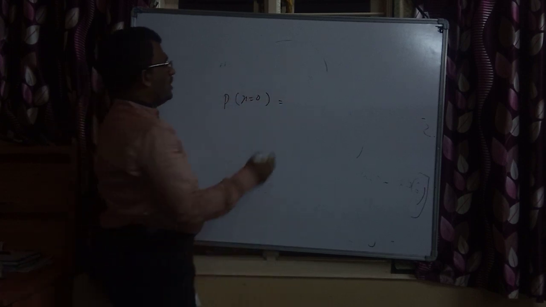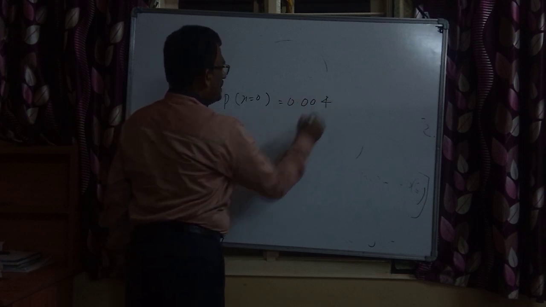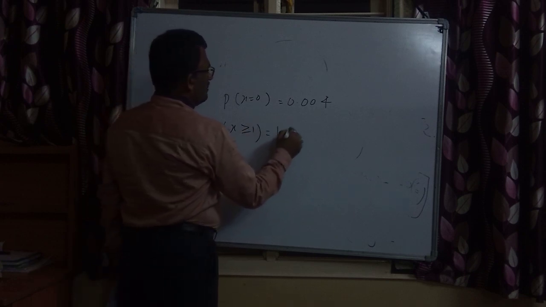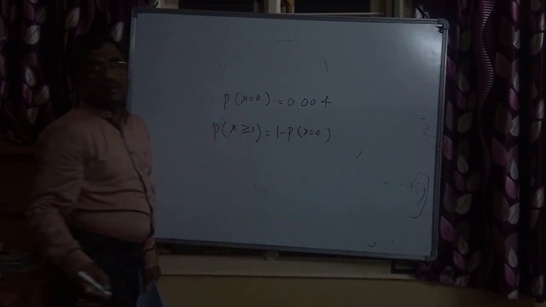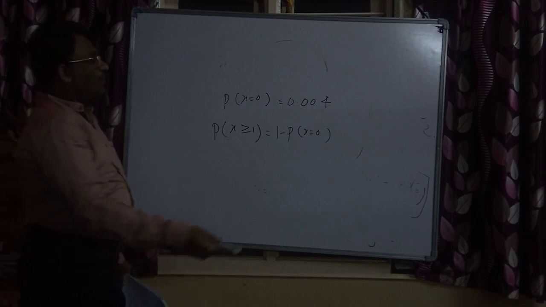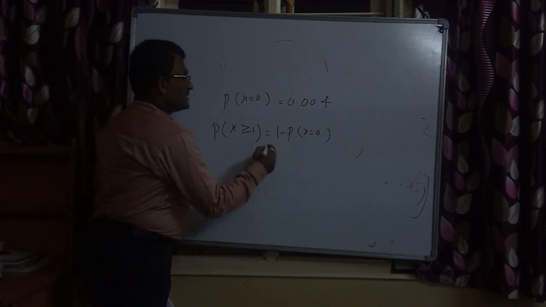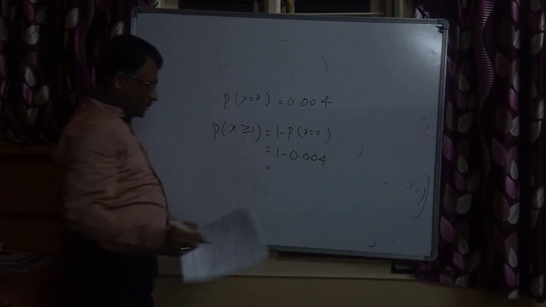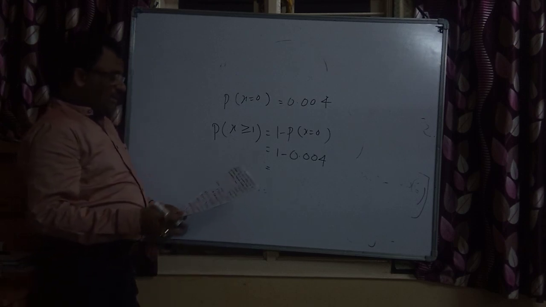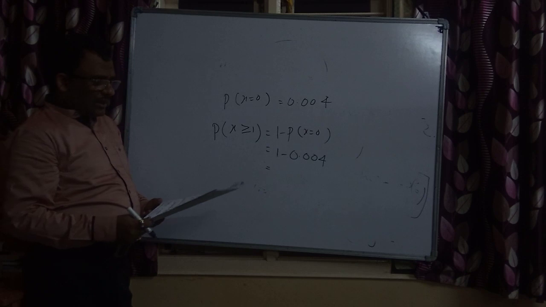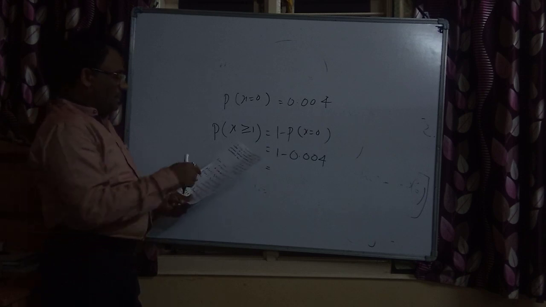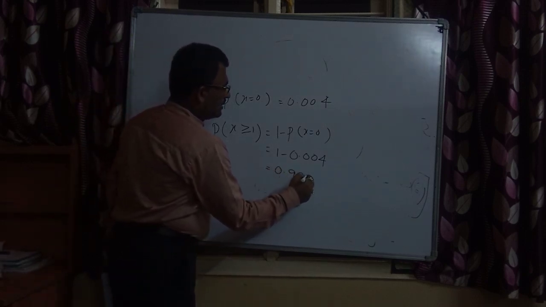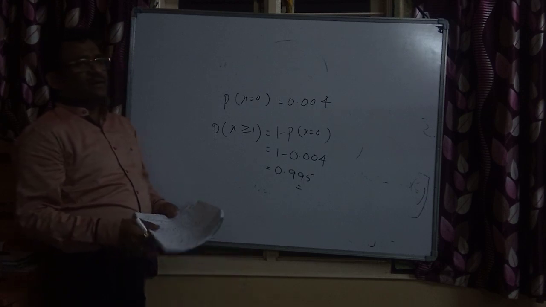P of x is equal to 0 is 0.004. Therefore P of x more than or equal to 1 is 1 minus P of x equal to 0. You are getting my point? Now this is 1 minus 0.004, a simple subtraction. 1 minus 0.004 is going to be 0.996 approximately, which is almost equal to 99%.